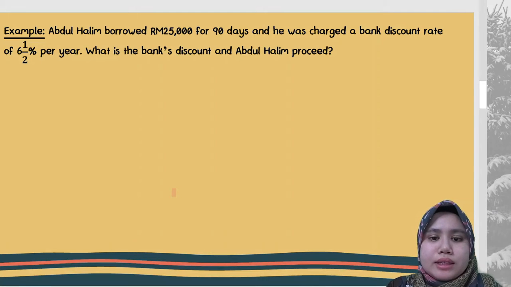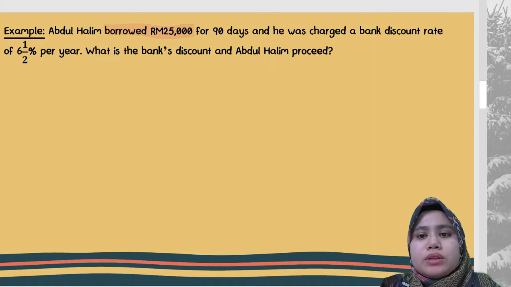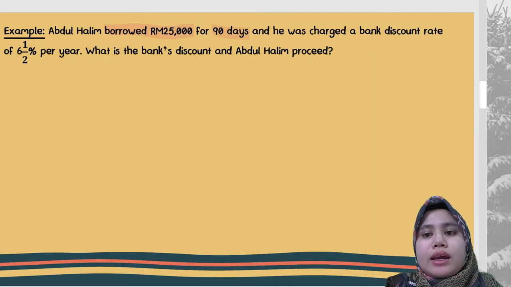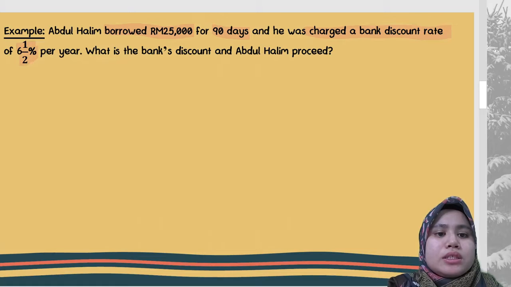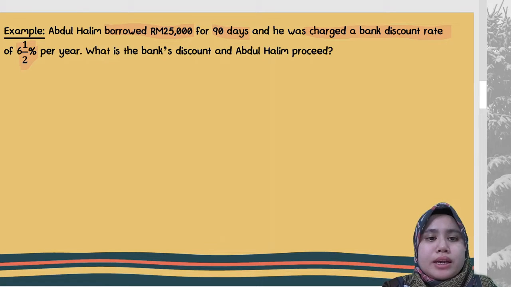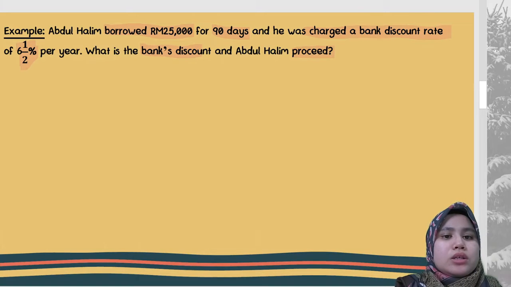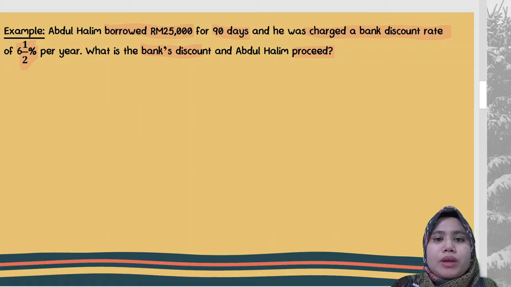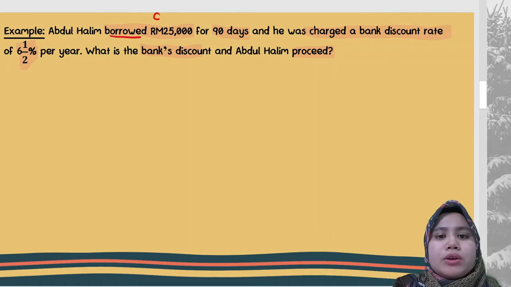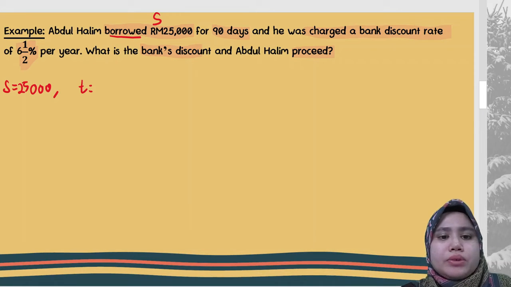Let's look at this example for our bank discount or simple discount. Abdul Halim borrowed RM25,000 for 90 days and he was charged a bank discount rate of 6 1/2% per year. What is the bank's discount and Abdul Halim's proceed? So let's take out all the information that we have. Borrowed means your S. So your S is 25,000.